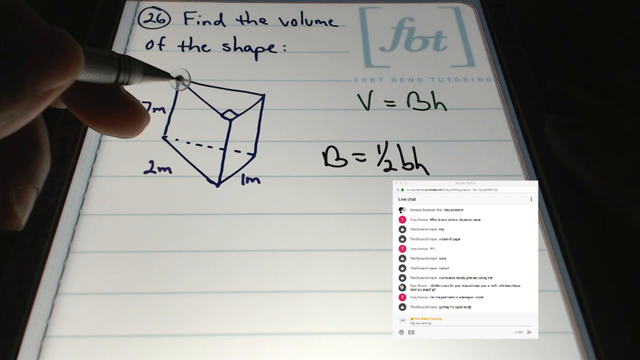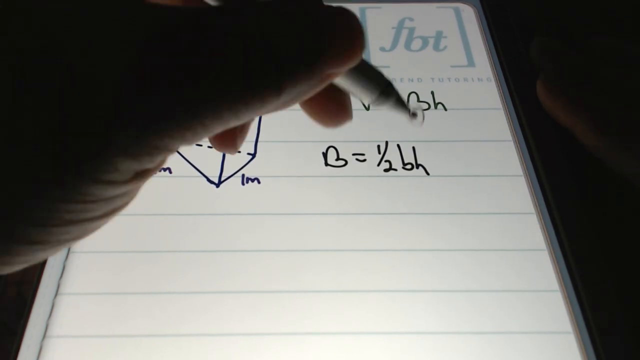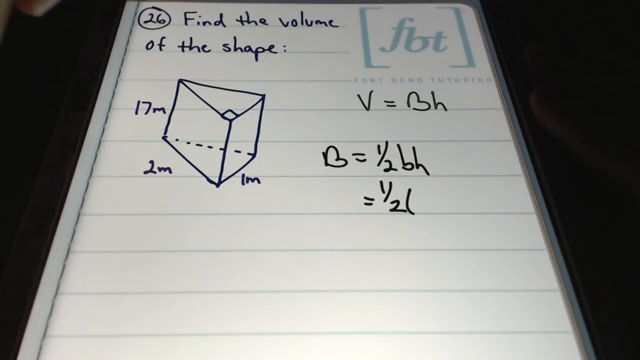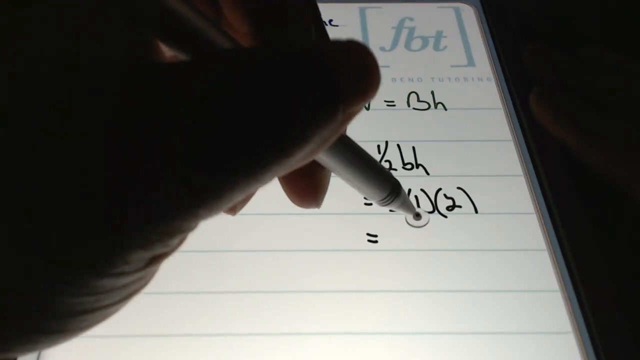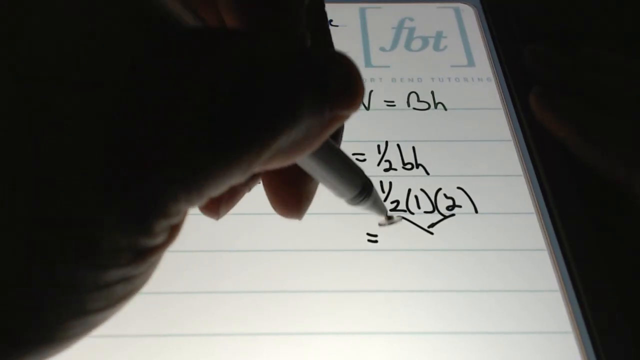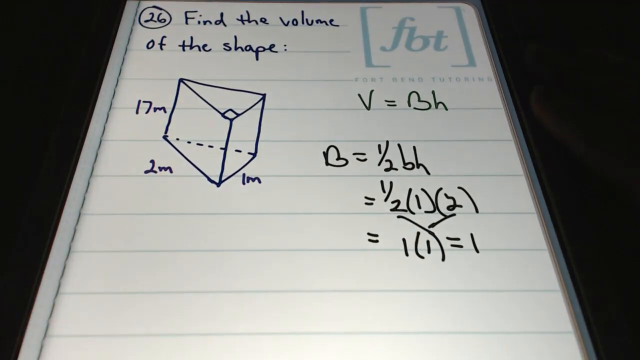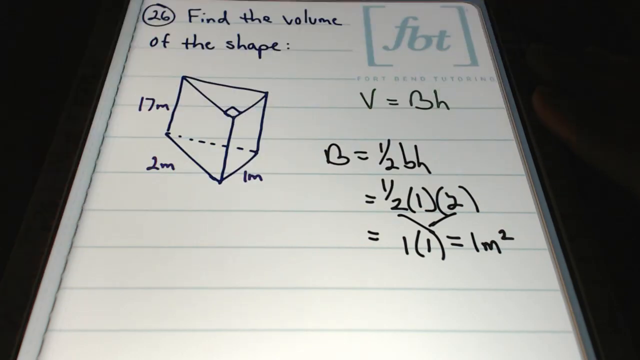In figuring this out, guys, we'll have 1/2. The base of our triangle is going to be 1 meter, whereas the height of the triangle is 2 meters. If I were to multiply all this out, we'll just take the easy route and take 1/2 of 2, which is 1. And therefore, 1 times 1 gives me an area of 1 square meter for the base. That's what we have here, guys.